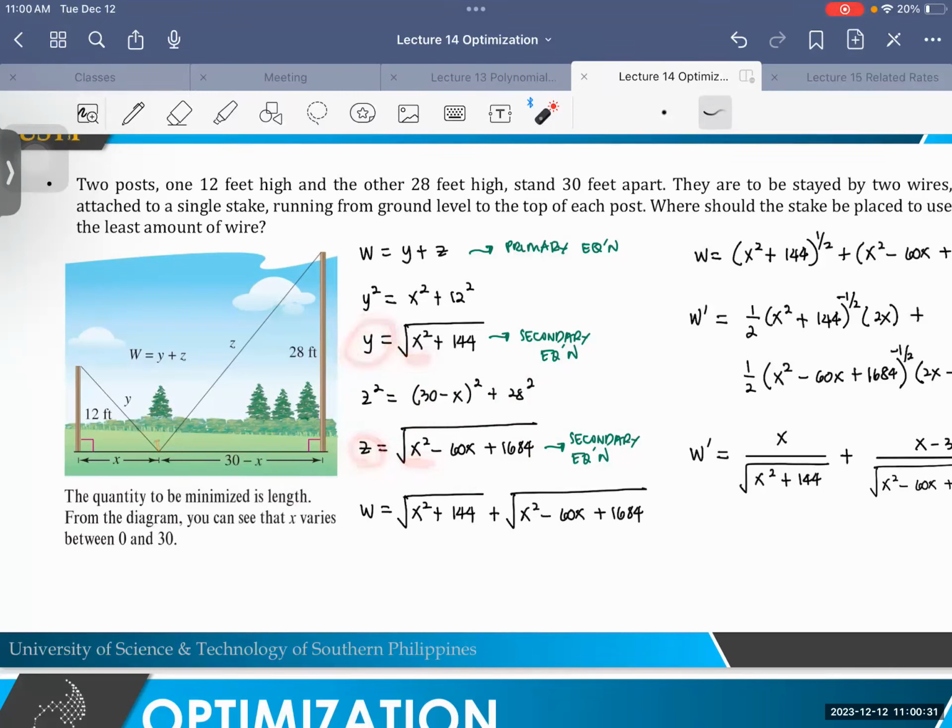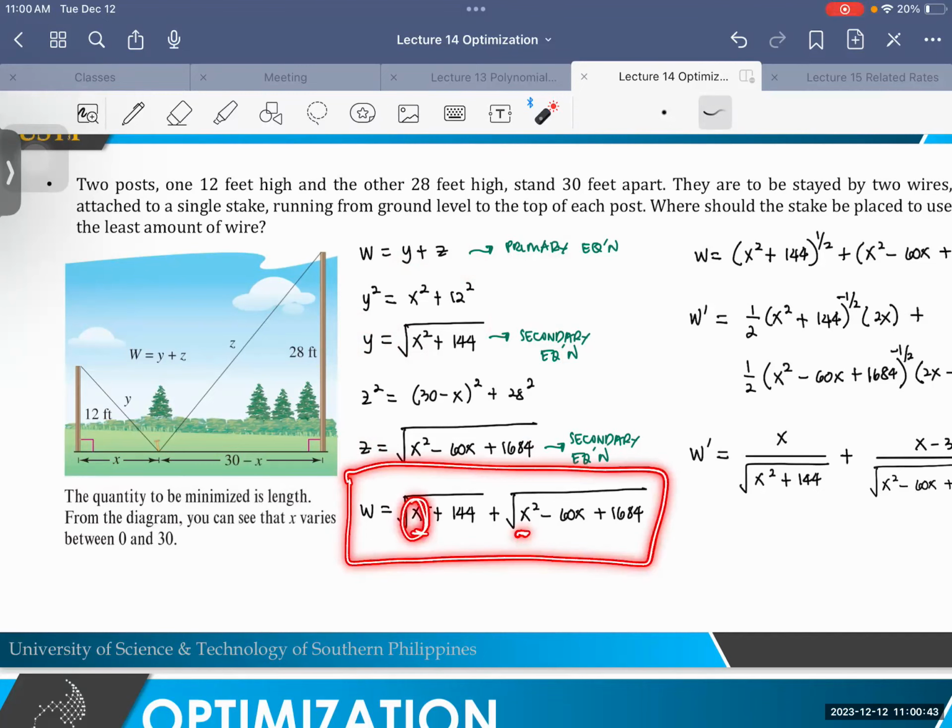Ganun ginanin ako para ang y nimo class is expressed into x, ang z nimo is also expressed into x. Okay? Ayan na din na imo ipang-input diya sa imuhang primary equation para your primary equation will have only one variable, which is the x. Okay? Kaya nga naman, kani magong x class, mao na yung atong ipangita. Kaya mao ni siya, asa na to at ibutang ang ato ang stake. Okay? Mao ni siya ang x.